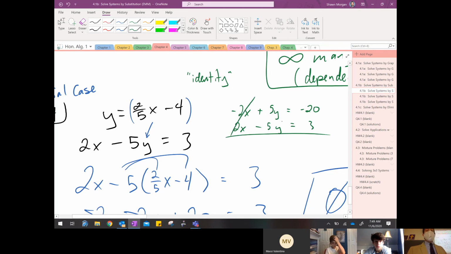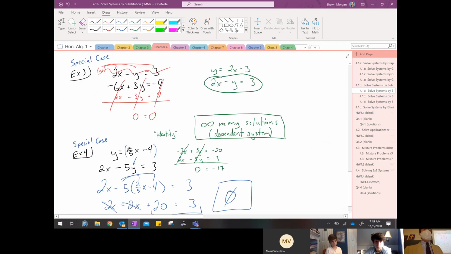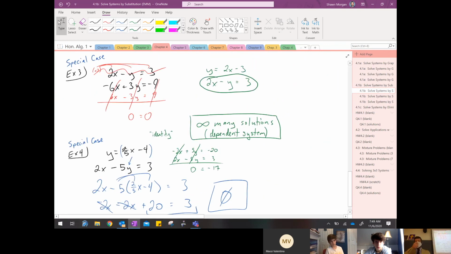So here, what do we got? The x's cancel out, the y's cancel out, so I got 0 on the left and negative 17 on the right. Does 0 equal negative 17? No, that's called a contradiction. Therefore, we have no solution. So those two special cases work the same way. It's just having your wits about you and realizing what it means when you have an identity or a contradiction. That's important.